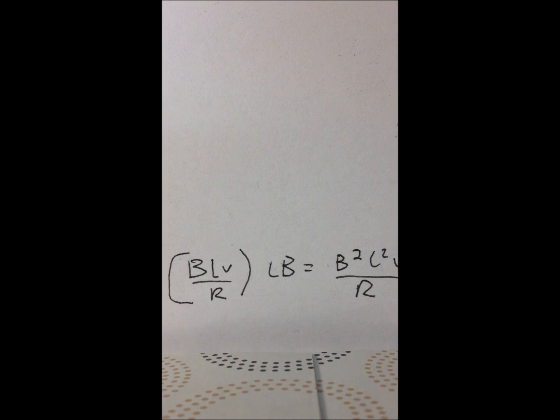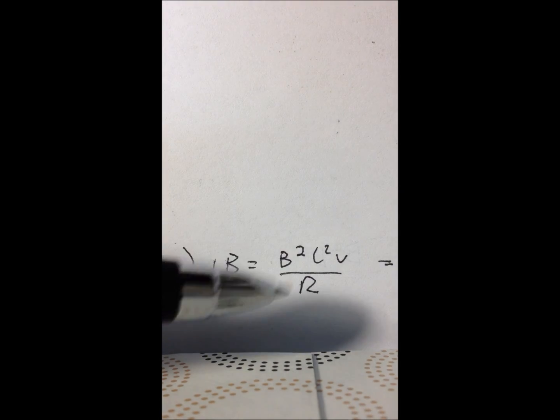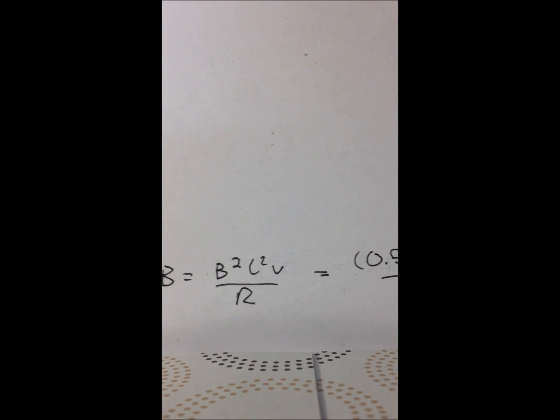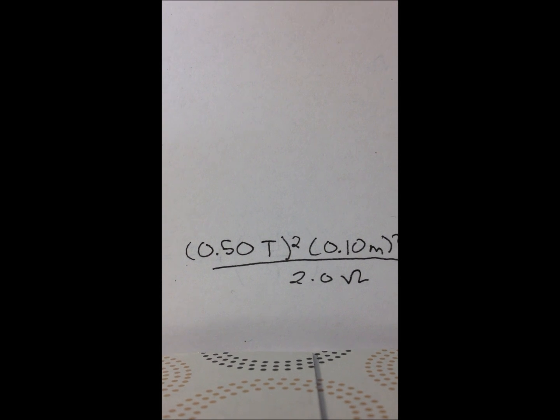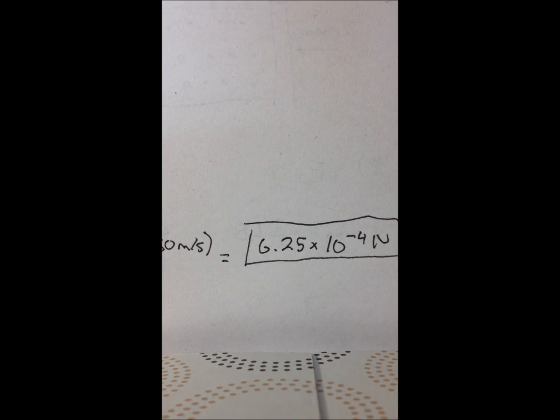And then combining all these, we get the B field squared times the length of it times the velocity over the resistance will give us the force. And here I plugged in what the numbers were. See, there's that, and that gives us a final answer of 6.25 times 10 to the negative fourth newtons. So that's how much the push force is on this, exerted from the system.